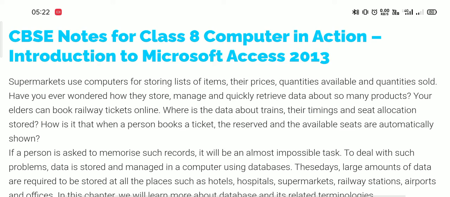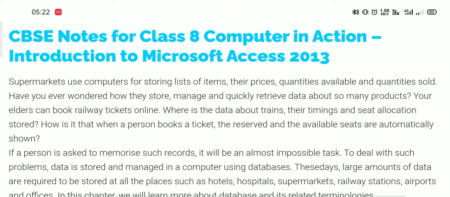First one is what is data. Everything has its own data. If we take the example of a supermarket, there is lots of information or data related to items like the price of an item, the quantities available inside the supermarket, storing lists of items, and many other pieces of information related to products are available there.